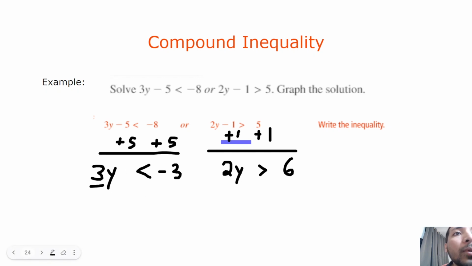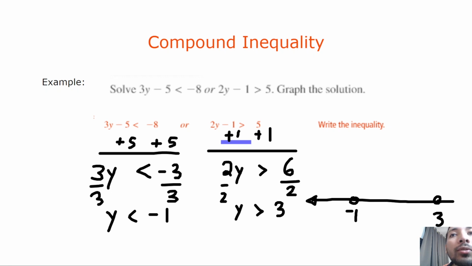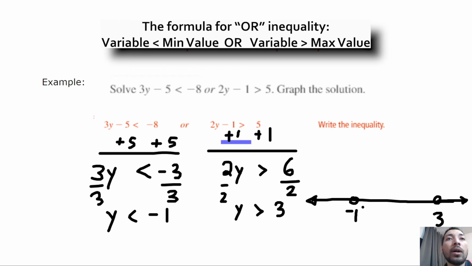So then we divide both sides by 3. We get y less than negative 1. Over here we get y greater than 3. So if we draw this on a number line, we get, let's say here is the negative 1. Y less than negative 1 is all the way coming to the left, and y greater than 3 is coming all the way to the right. So this is how we solve the inequality and graph the inequality.